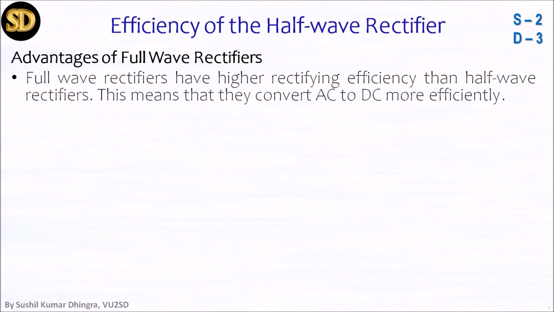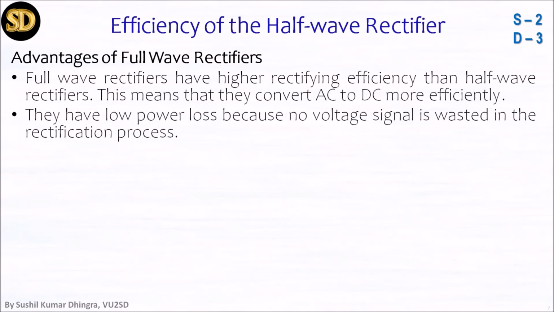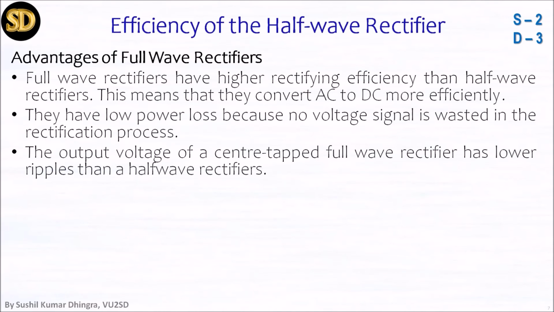Advantages of a full wave rectifier: higher rectifying efficiency than a half wave rectifier. That means it converts AC to DC more efficiently. They have low power losses because no voltage signal is wasted in the rectification process. The output voltage of a center tap full wave rectifier has lower ripples than a half wave rectifier. It means if the input is 50 Hz, now you have double, 100 Hz, but a better supply.